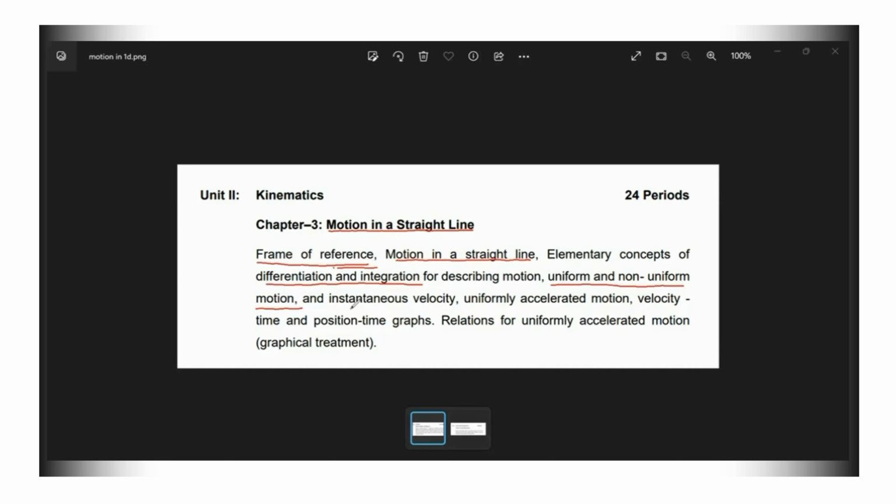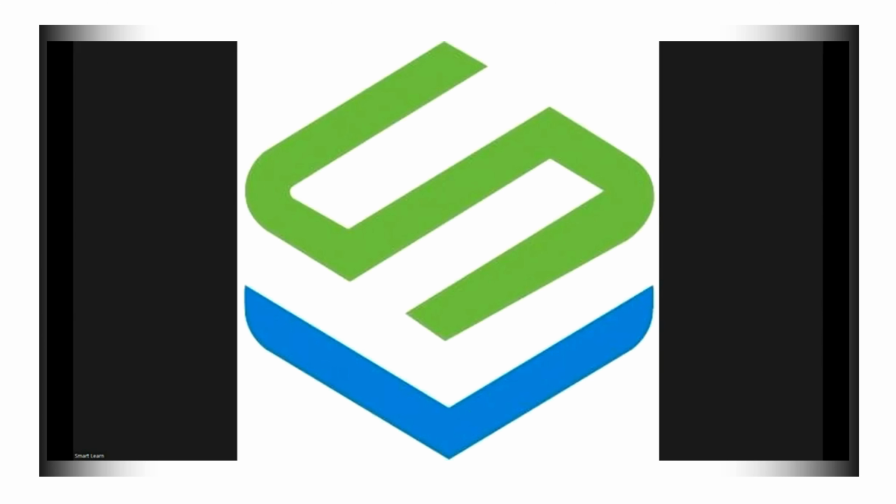Then instantaneous velocity. For instantaneous velocity, we depend on differentiation. Then uniformly accelerated motion and velocity-time and position-time graphs. And from that, we need to find the relations of uniformly accelerated motion, that is the 3 equations of motion, along with the distance traveled in the nth second of motion. So this much we need to cover in the chapter motion in a straight line.